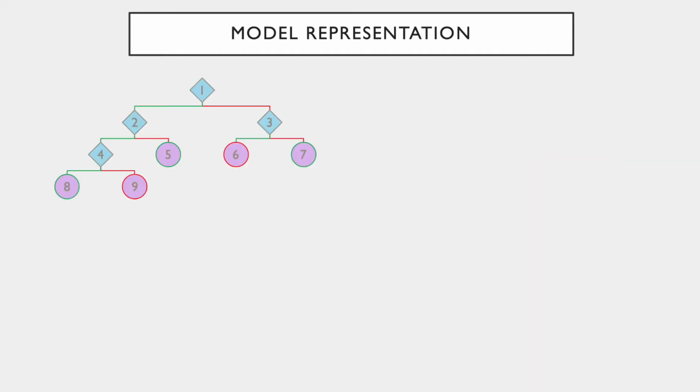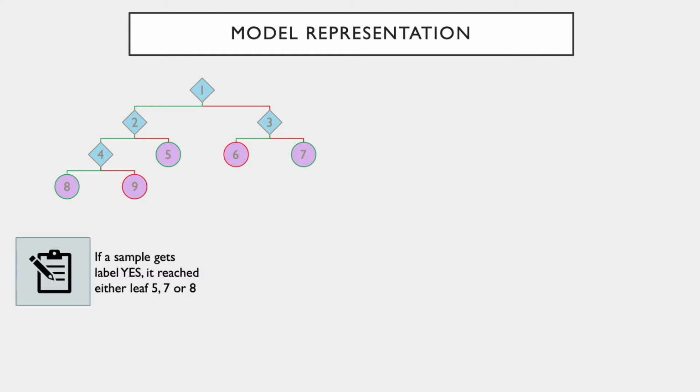Before encrypting the model, we have to think what is the best way to represent it in order to optimize its encryption. Recall that we are in the case of binary decision trees, so there are only two possible labels, which are yes and no. Also, one can note that if a sample reaches label yes, it means that it reached either leaf 5, 7, or 8.